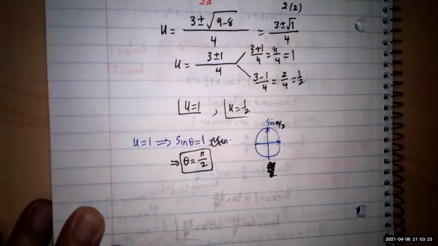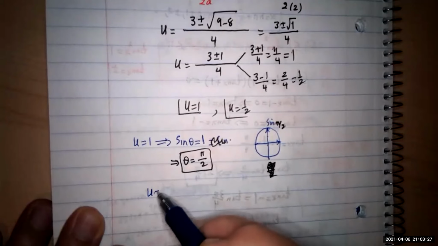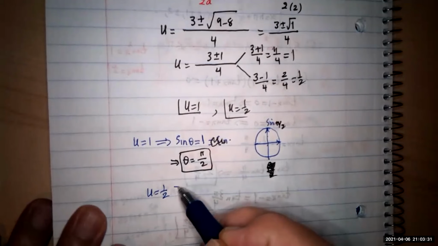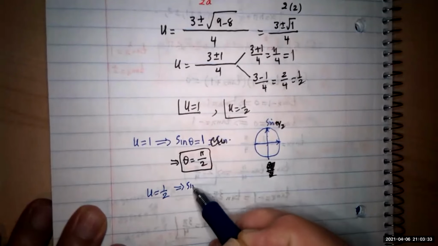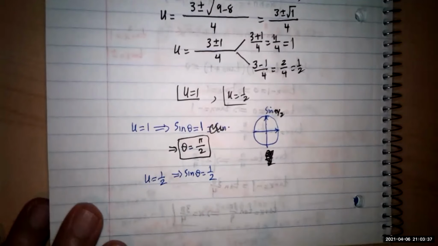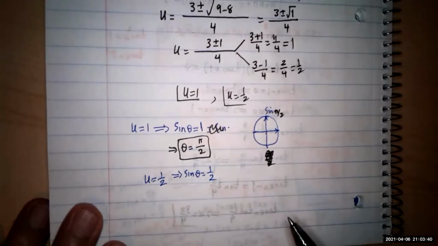Okay, but we are not done because we have another u. So the other u is u equal to 1/2. But what is u? u is the sine. So that gives you the sine of theta equal to 1/2. Again, you want it between 0 and 2 pi. You know that the result is going to be what?